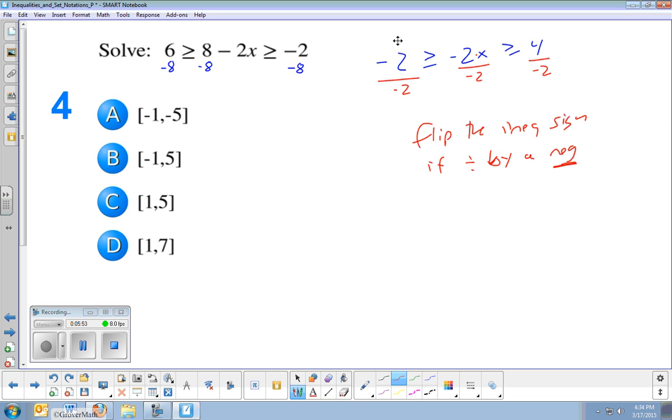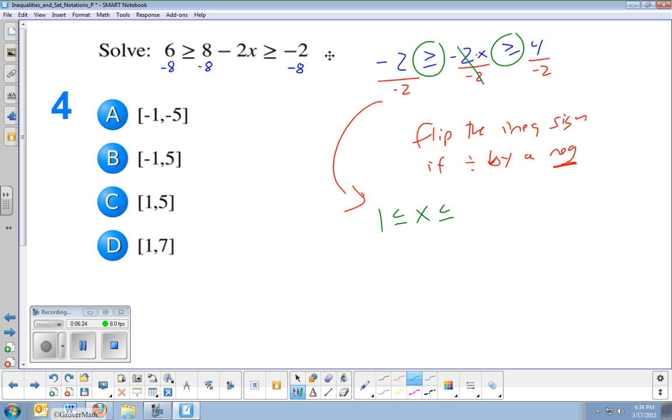And so I still will do my division here. So let me continue the problem over here where there's some space. Negative 2 divided by negative 2 is 1. My inequality sign of greater than or equal to switches to less than or equal to. The equal to bar stays. Negative 2 divided by negative 2, of course, is just x. And then, again, my inequality sign will flip to less than. And 4 divided by negative 2 is negative 2.